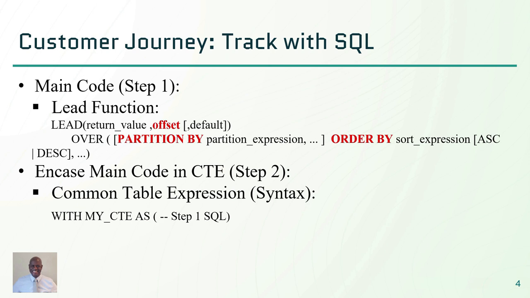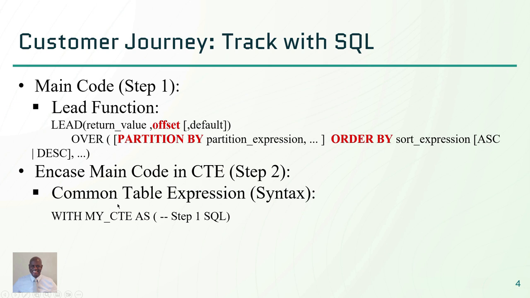So there are three basic steps. Step one, we build out what we would call our main code, and you can see here that building out of our main code would include what's called a lead function. And so within that lead function, you have the offset, the partition by, and then also the order by. These are all key elements in helping us to derive or be able to see a person's customer journey.